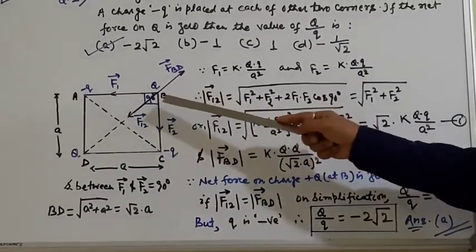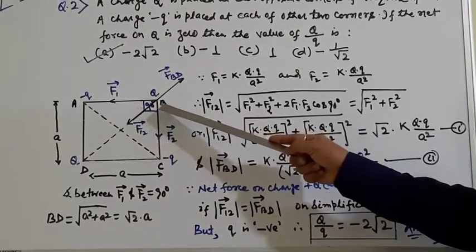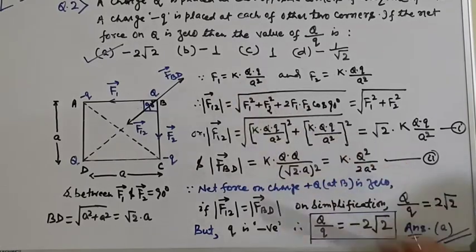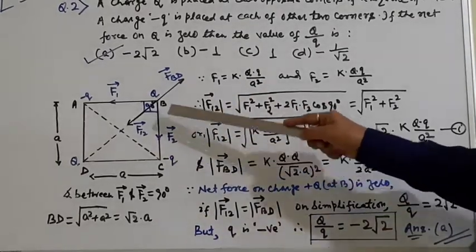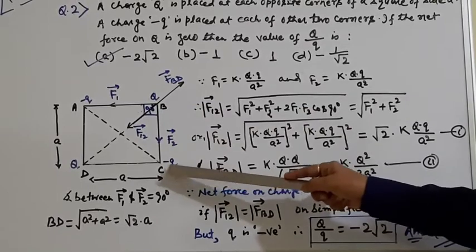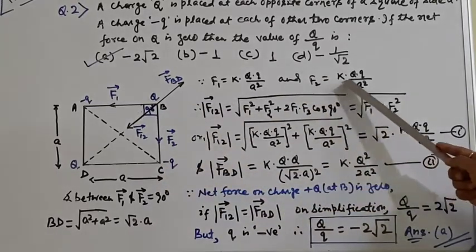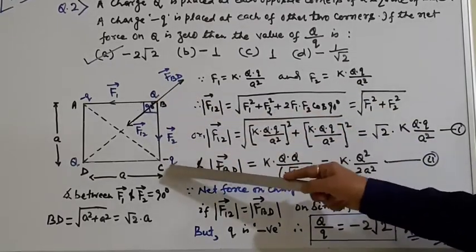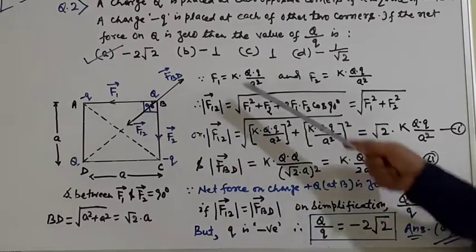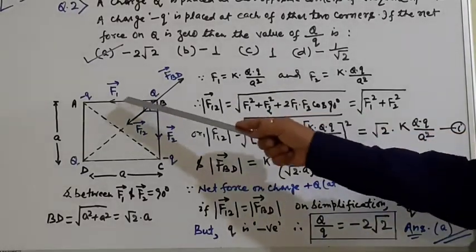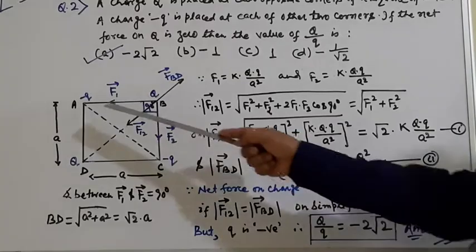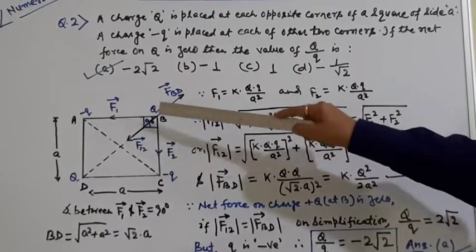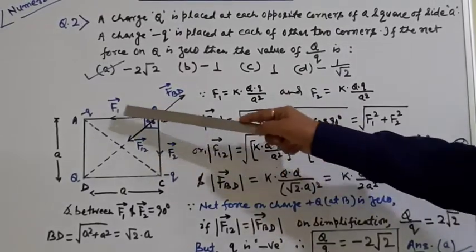Let F1 be the force on B due to the charge at A. We calculate F1 by Coulomb's law. And F2 is the force on B due to the charge minus q at C. Again, according to Coulomb's law, I have put in the values: the charges are Q and q, and the distance is A. Directions are already marked. So these two forces are inclined at an angle of 90 degrees. So F12 is the resultant of F1 and F2.